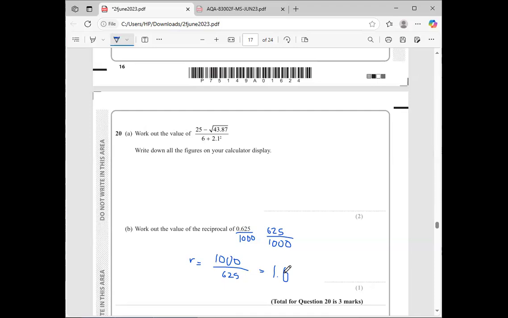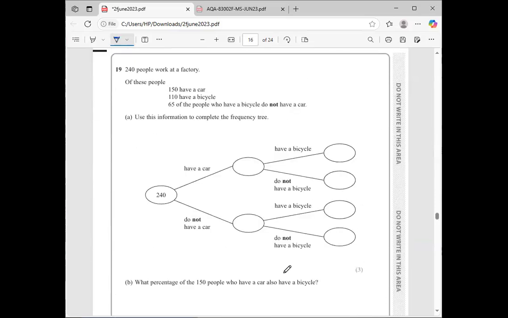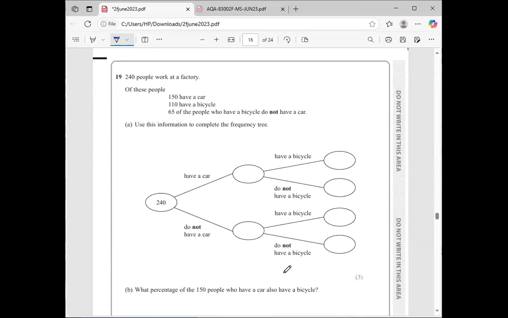Are we good with this? Okay, I'm moving on to the next one. It says 240 people work at a factory. Of these people, 150 have a car, 110 have a bicycle. 65 of the people who have a bicycle do not have a car. Use this information to complete the frequency tree. Can you do this one on your own?